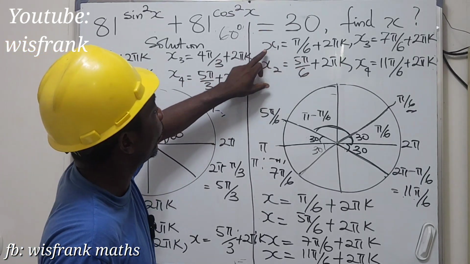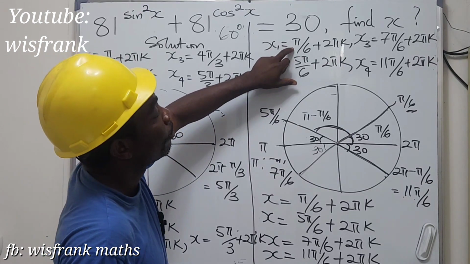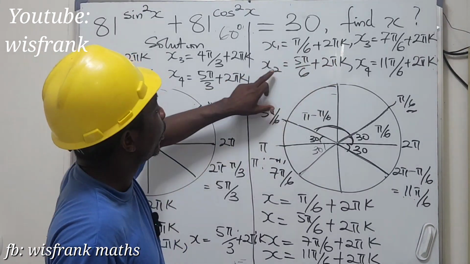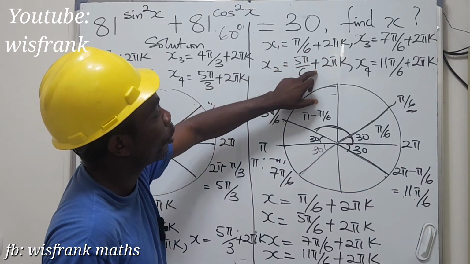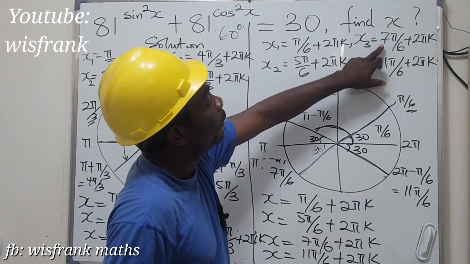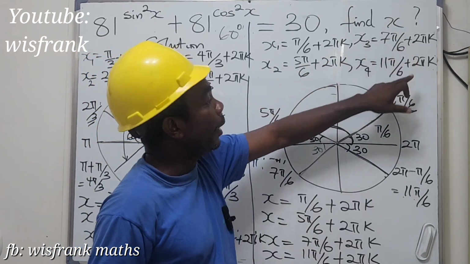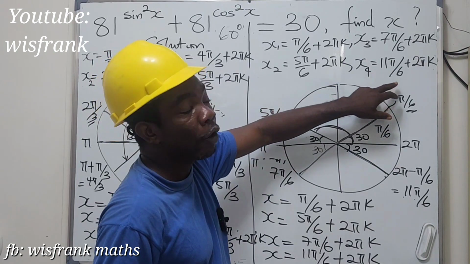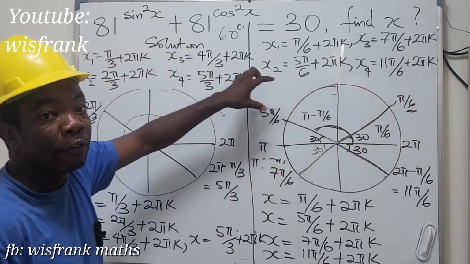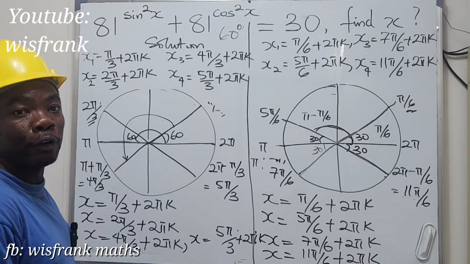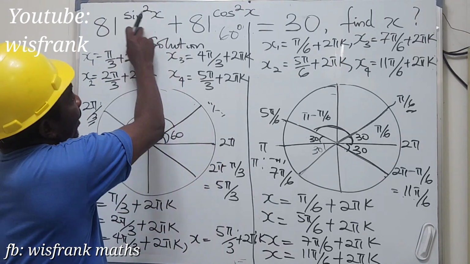Then for this other side, we have x1 as pi all over 6 plus 2 pi k. The second one is 5 pi all over 6 plus 2 pi k. The third one is 7 pi all over 6 plus 2 pi k. Then the fourth one is 11 pi all over 6 plus 2 pi k. So we have a total of 8 values of x that satisfy this equation.